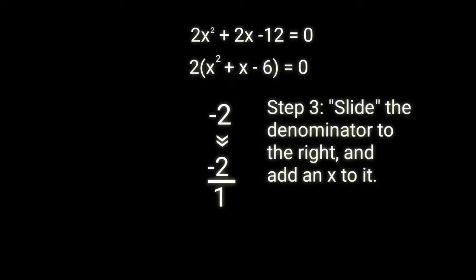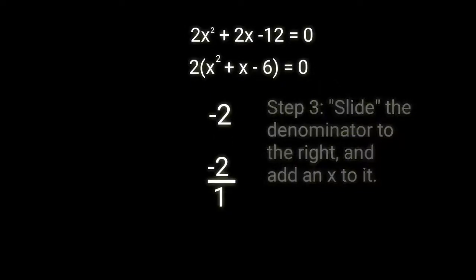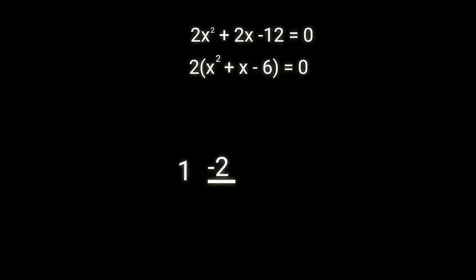For step 3, you slide the denominator to the right and add an x to it. Just like this. Since 1x is essentially just x, you can remove the 1. Now put brackets around it just like I did.